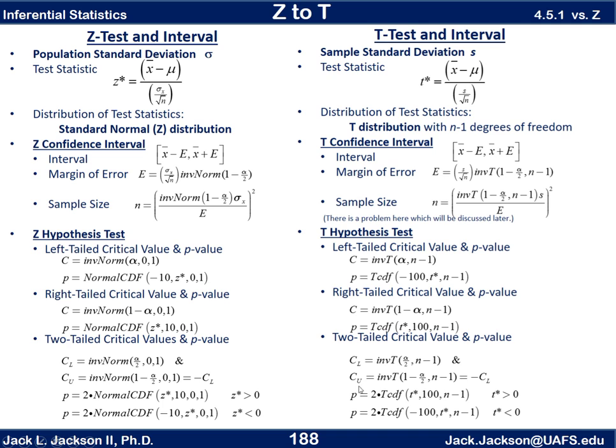One way you could do it is the critical value for the upper one is invT(1 minus alpha over 2, n minus 1). Or basically you can do just one of these inverse T's and then just flip the sign and you've got the other one.